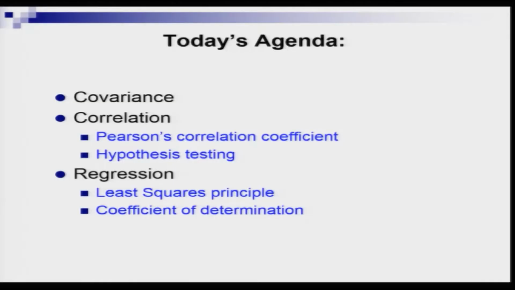So today we are going to start a discussion on one of the major themes in statistics and econometrics, namely regression analysis. We will start with a brief discussion about covariance, and then we will introduce the concept of Pearson correlation coefficient, and then I will show you a hypothesis testing concerning the Pearson correlation coefficient's statistical significance. Then I will introduce the concept of regression. I will talk very briefly about least squares principle and coefficient of determination.